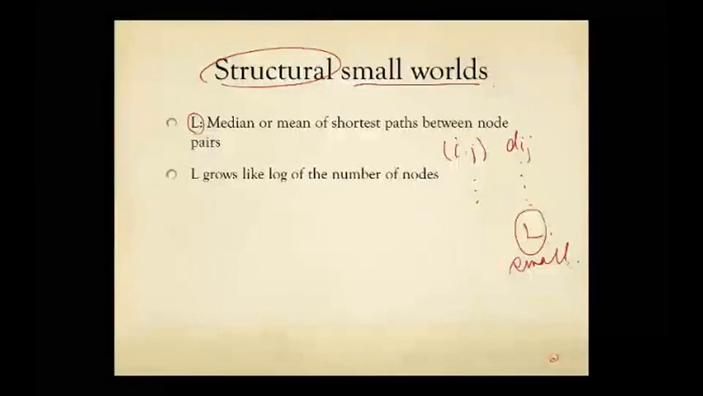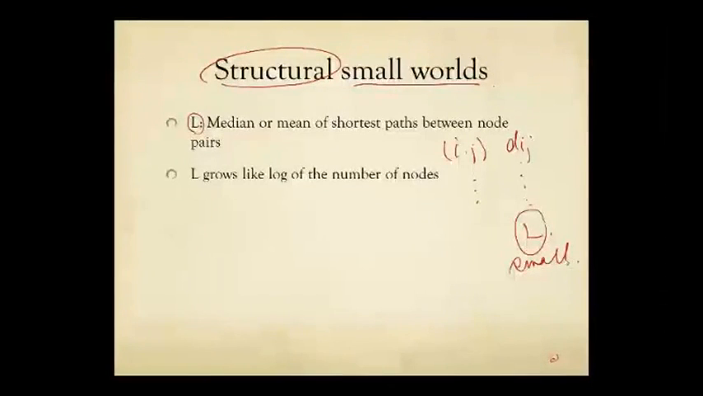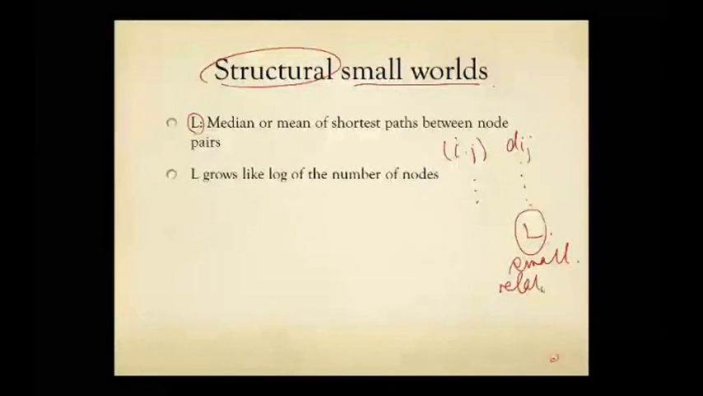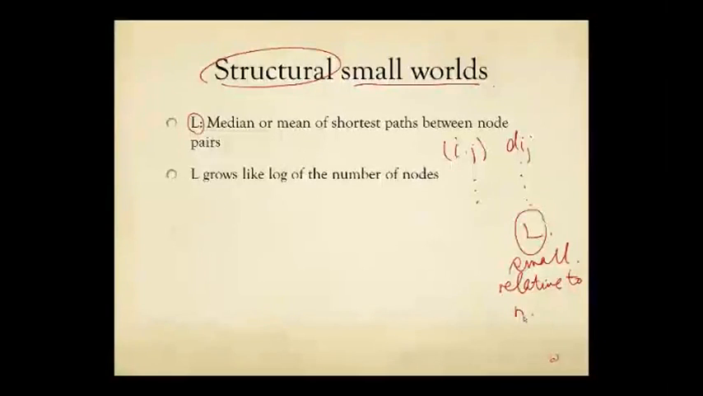Now, of course, L will be small if there are only a few nodes. So really I want to say L is small relative to the number of nodes, say n. And more precisely, I want L to grow like a slow function of the number of nodes. How slow? For example, logarithmic function. Then even for exponential growth, after taking the log, it becomes just linear.